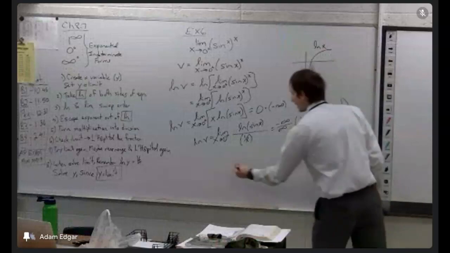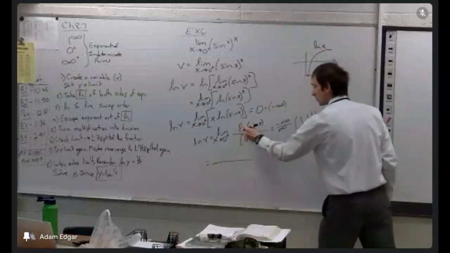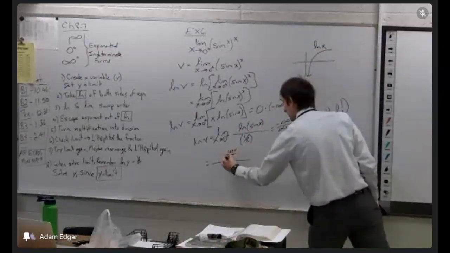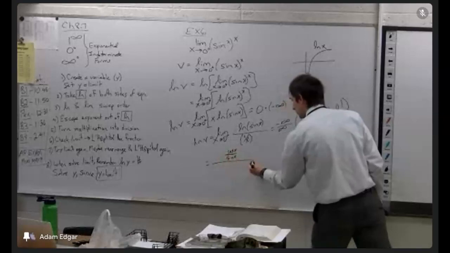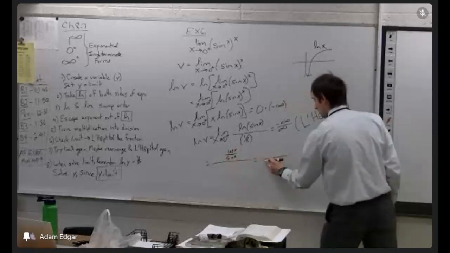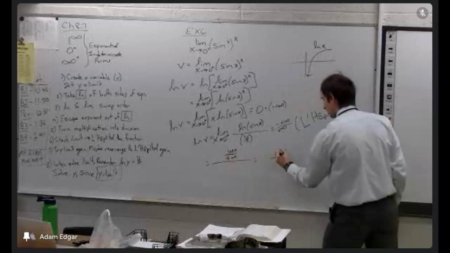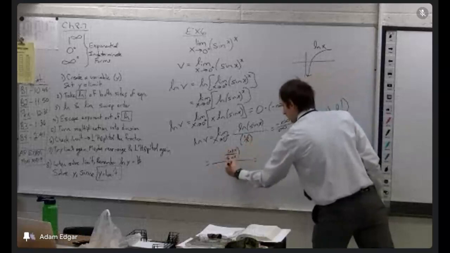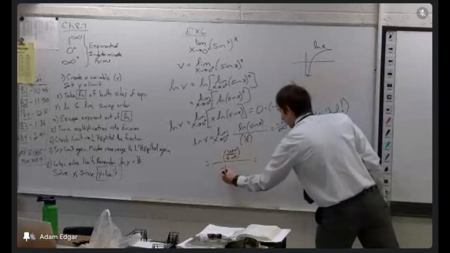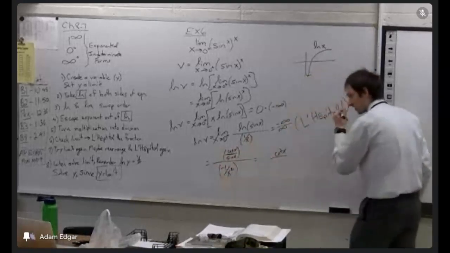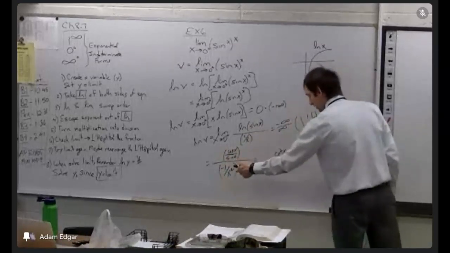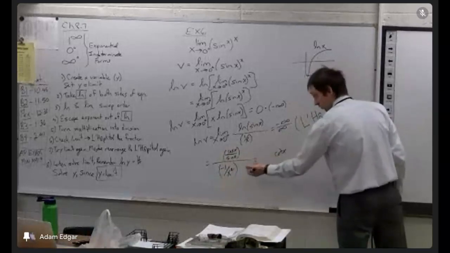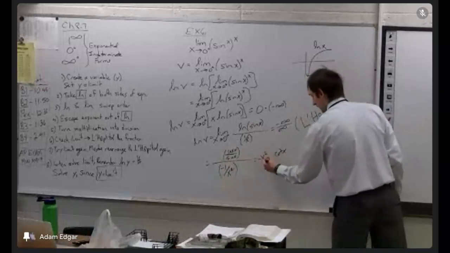And what's the derivative of the natural log of sine of x? Cosine x over sine x, which we can turn into cotangent x. What's the derivative of 1 over x? Negative 1 over x squared. And instead of dividing by negative 1 over x squared, we could turn that into multiplying by x squared over negative 1, or by negative x squared.